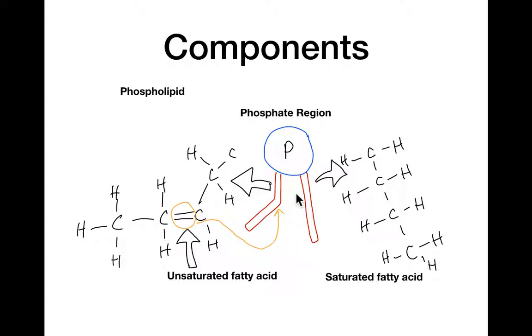So the first and the primary component of the cell membrane is this thing called a phospholipid. We've got a central phosphorus here. This is a phosphorus-containing region, I should say. It's not just phosphorus, there are other components up here in this phosphate head, and then below that phosphate head we have two fatty acids.